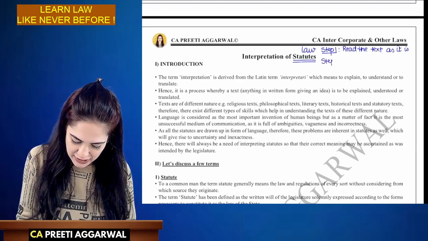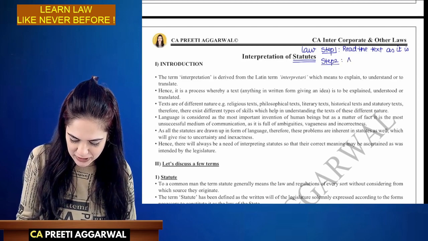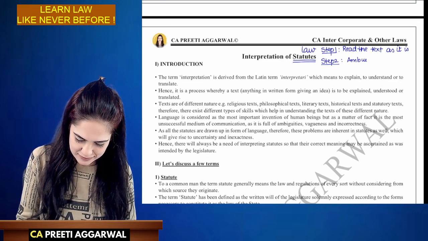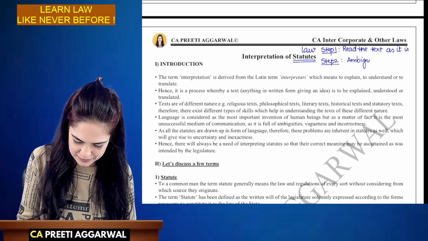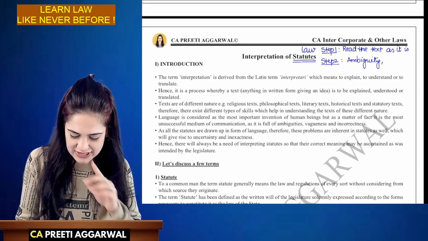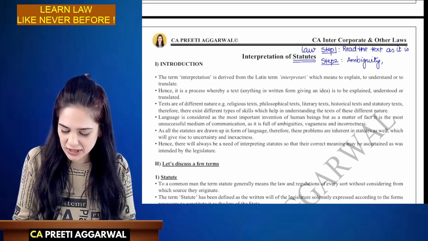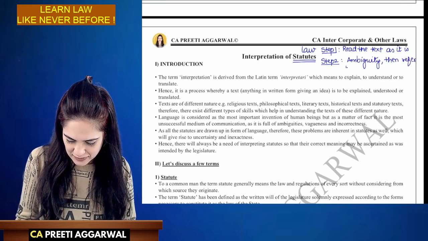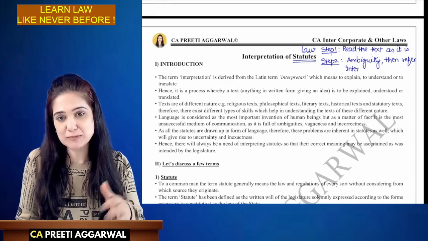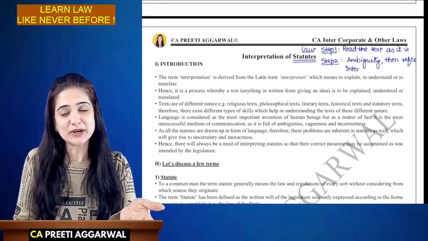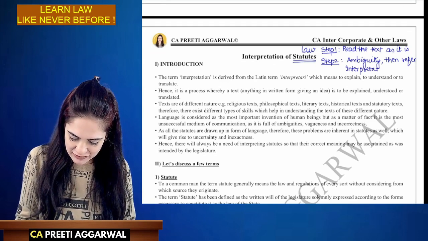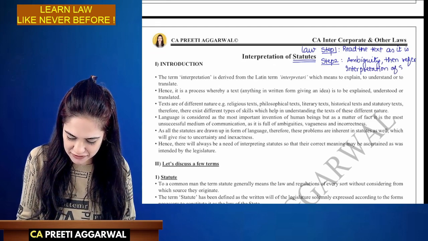Step number 2, in case of ambiguity, if there is confusion, then refer to the interpretation of statutes. They will help to clarify that particular text wherever you are stuck. Then we will refer to the interpretation of statute.